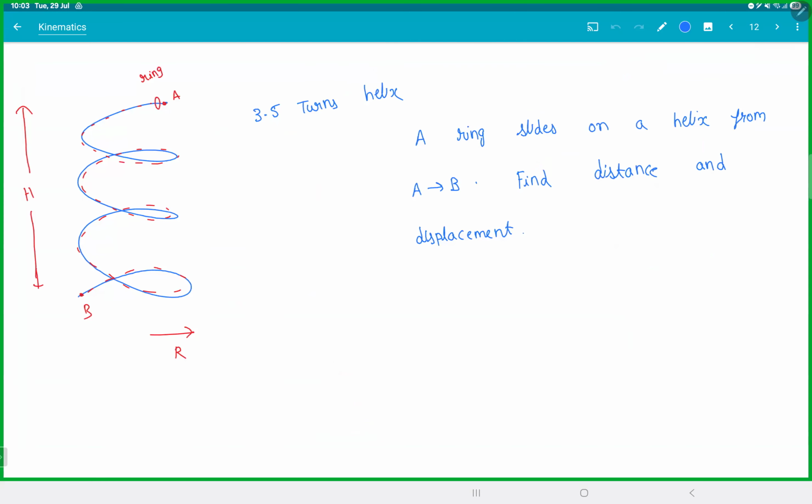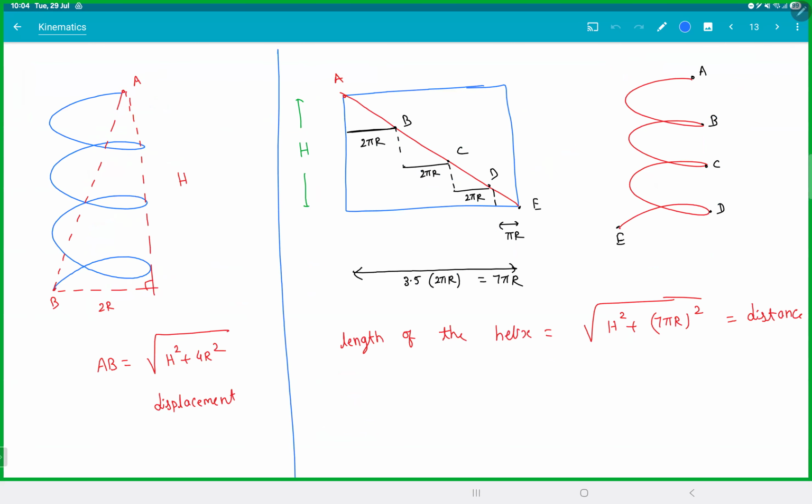This was the same question, see, 3.5 turns helix. There I asked you distance and displacement. How did we do this? When you open this helix, it forms a rectangle of height h and base will be 7 pi r. Is this making sense? This is a concept. Have a look at this. That means you can open this helix and make it an incline. It becomes like the part A problem. 7 pi r root 2h by g.